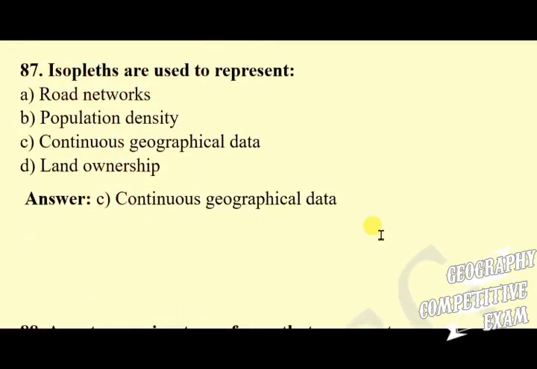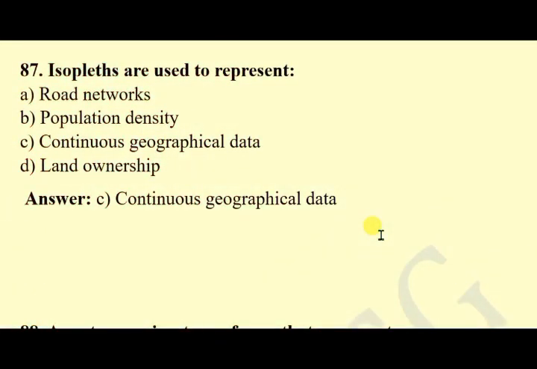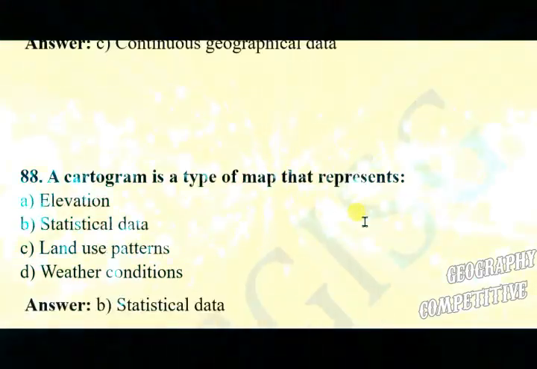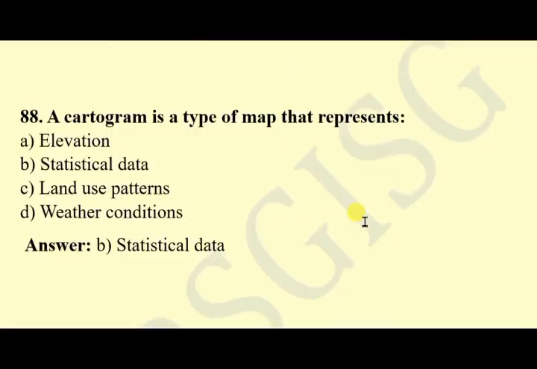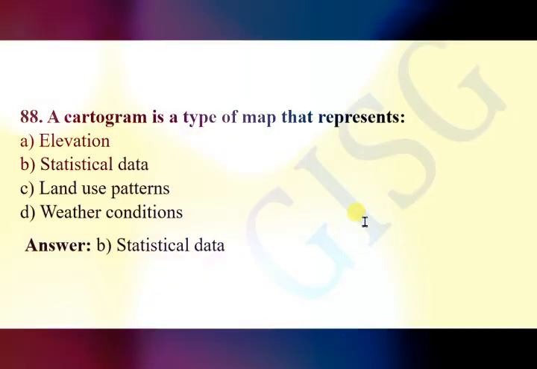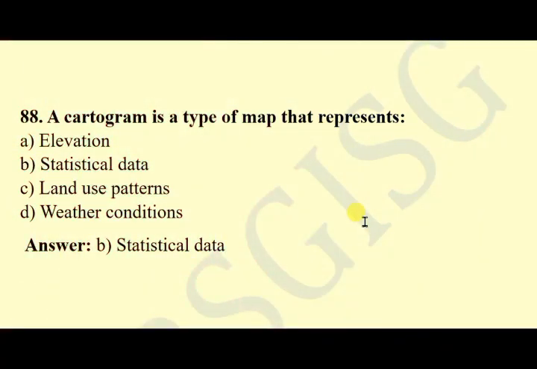Question 87. Isoplates are used to represent road networks, population density, continuous geographical data, land ownership. Here the right answer will be continuous geographical data. Question 88. A cartogram is a type of map that represents elevation, statistical data, land use patterns, weather conditions. So the right answer will be statistical data. A cartogram is a type of map that represents statistical data.